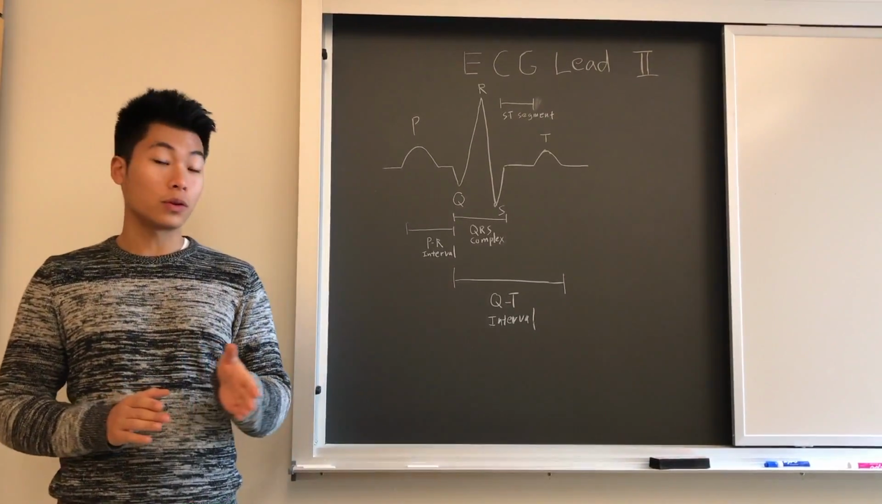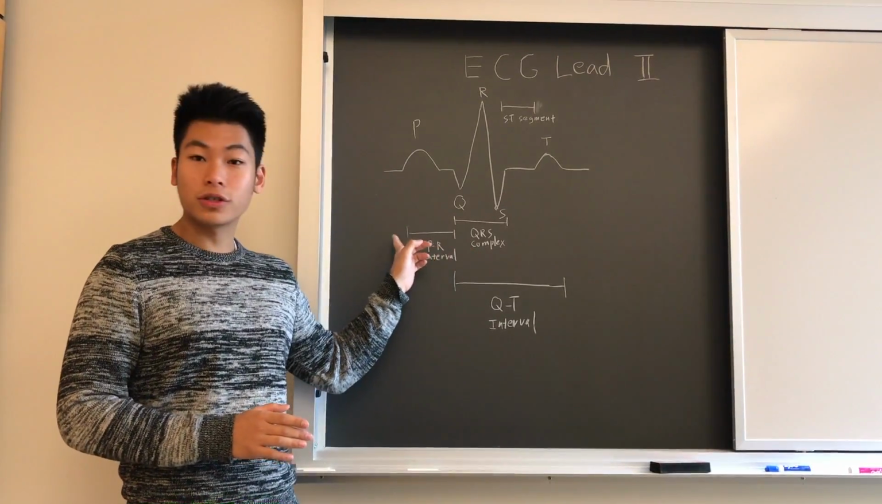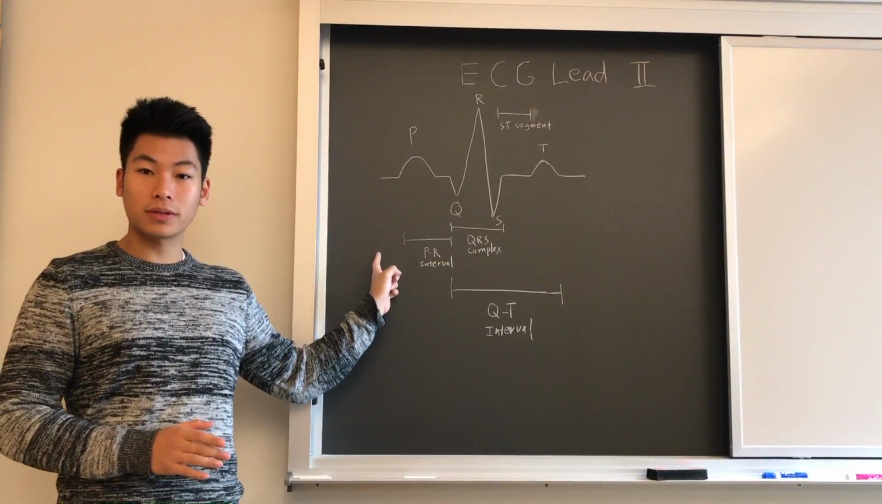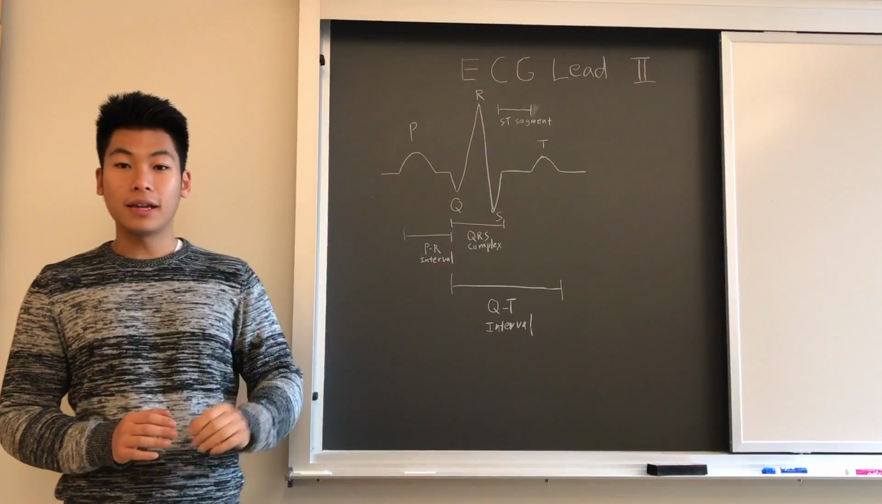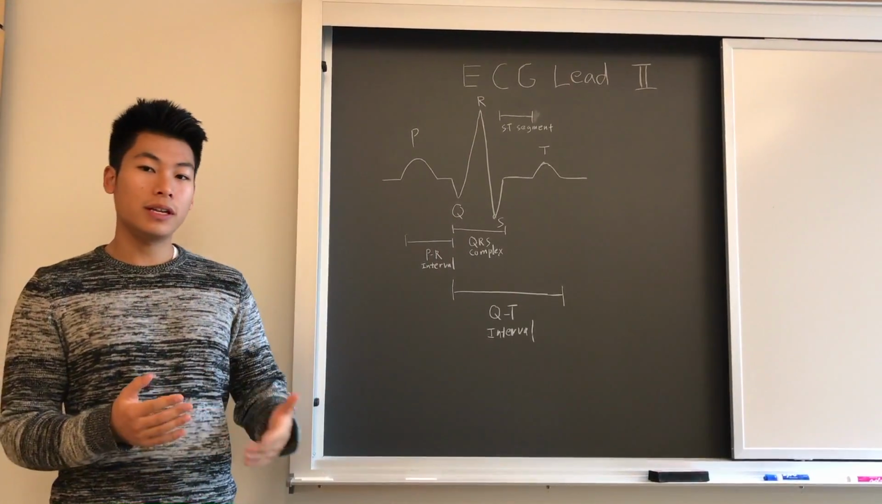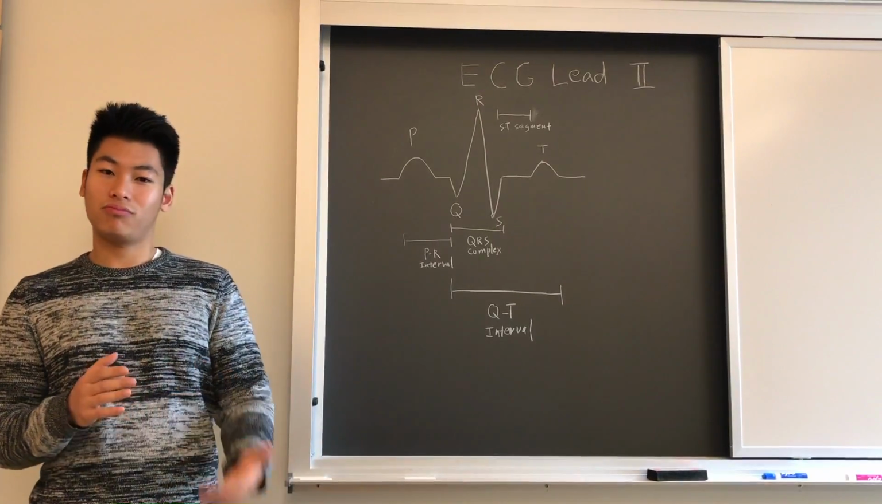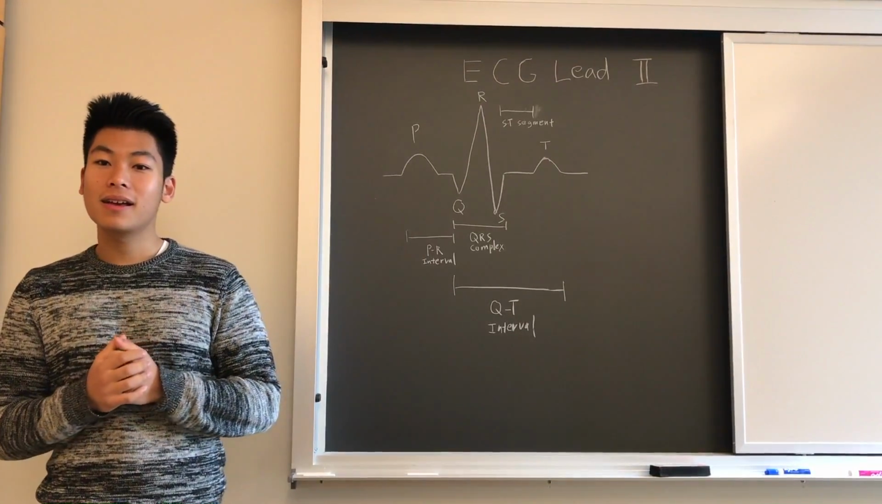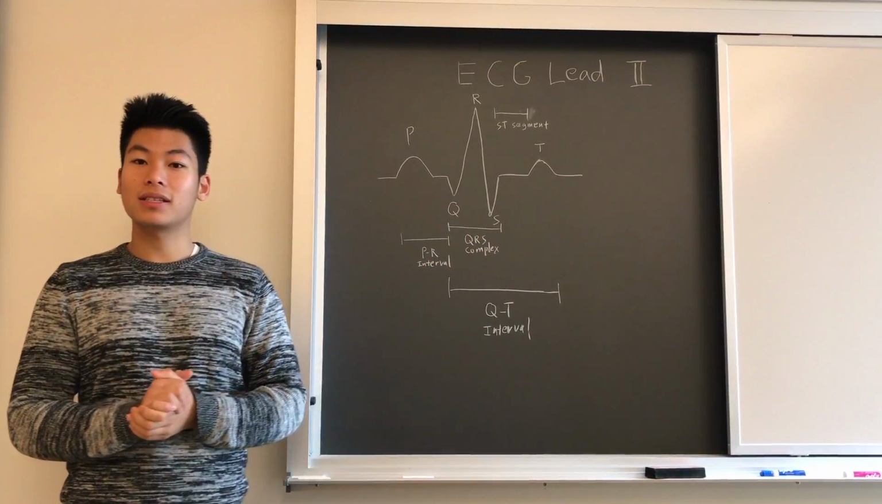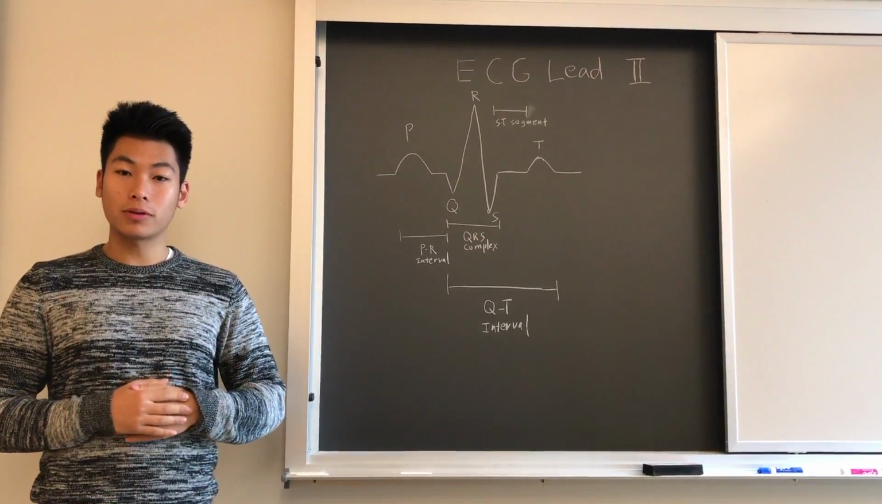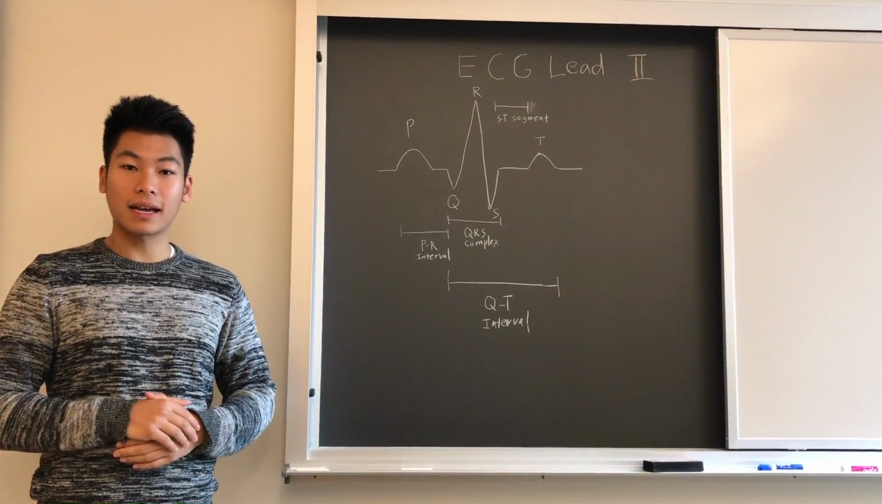This is the PR interval right here, which is the period from the start of atrial depolarization to the start of ventricular depolarization. A normal interval would be between 0.12 to 0.20 seconds. The QRS complex represents left and right ventricular depolarization and should be less than 0.10 seconds.